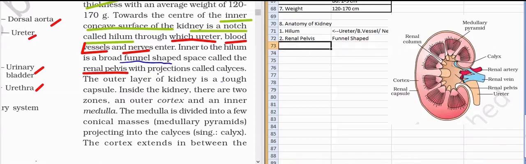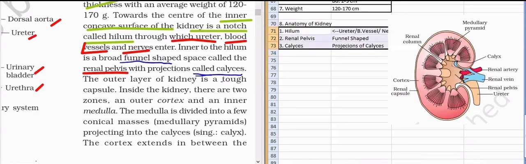Next, the third point is about the calyces. What are calyces? This funnel will give us some projections. See, some projections are there. The same funnel has some elevations coming out, and that's called calyces. So the third point is calyces. These are the projections of calyces. Simple.